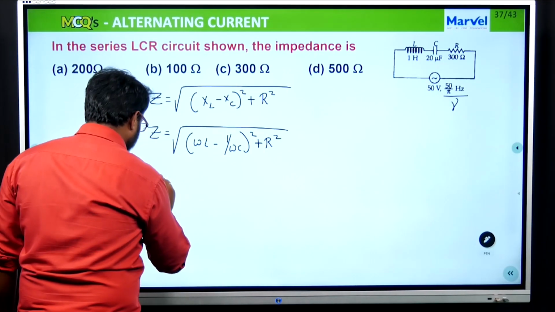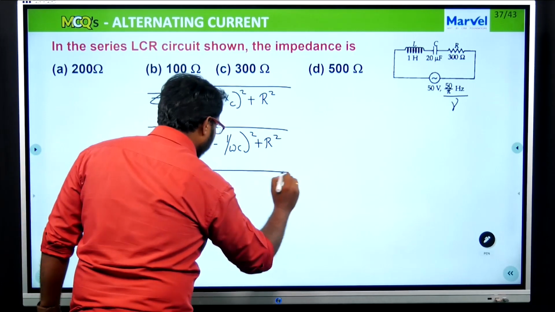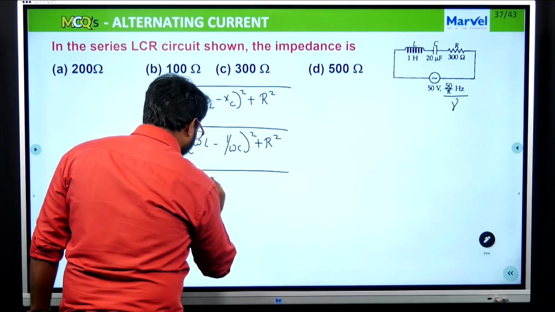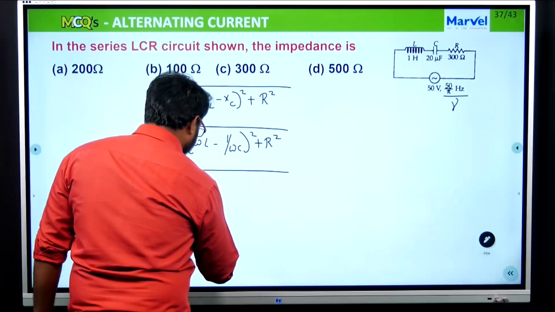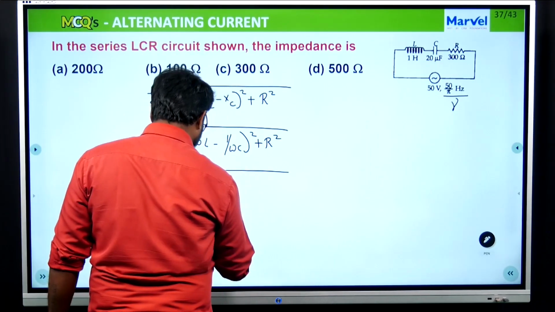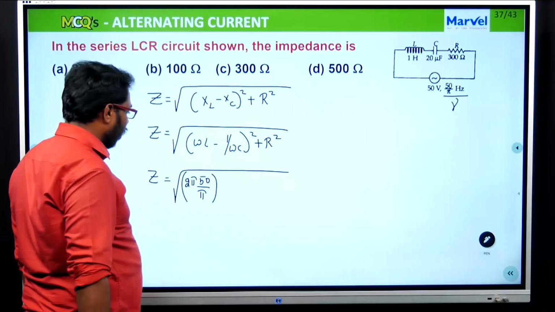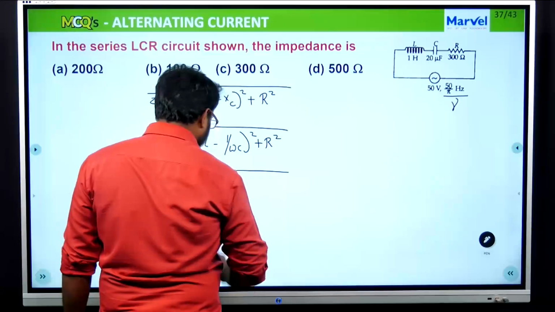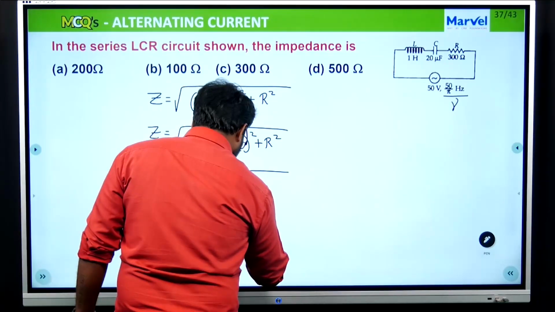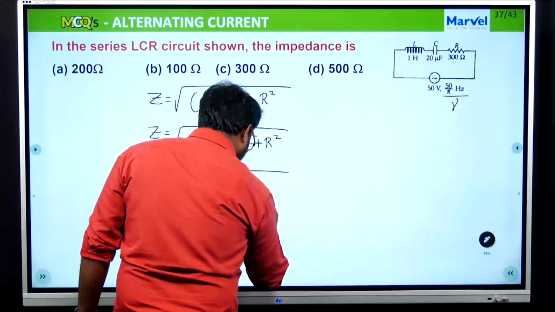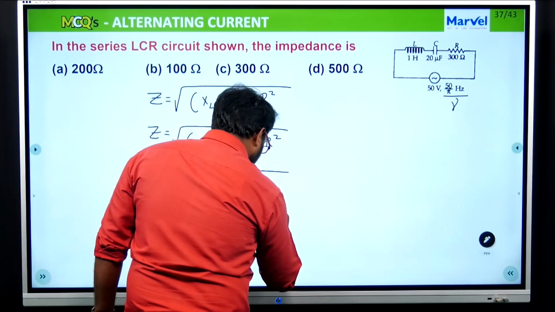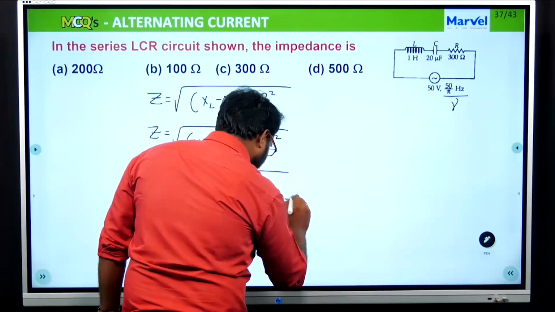So Z equal to root of 2 pi into mu. So 2 into pi into 50 by pi into what is L in here? L is 1. So we don't have to worry about that. That comes inside a bracket, minus again the same thing, 1 divided by 2 into pi into 50 by pi, and what is C in here? It is 20 microfarad, 20 into 10 power minus 6.